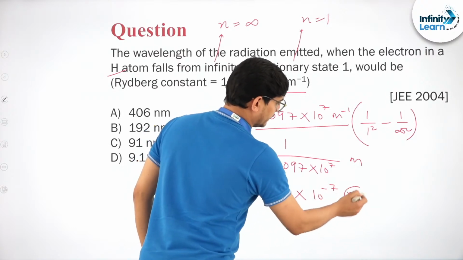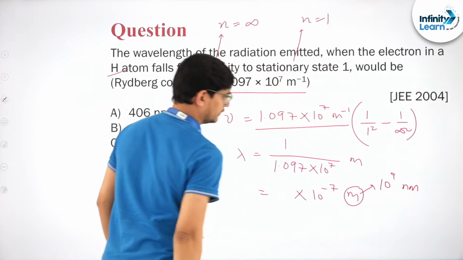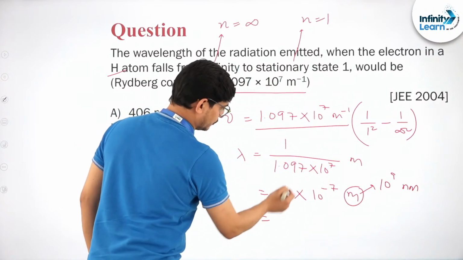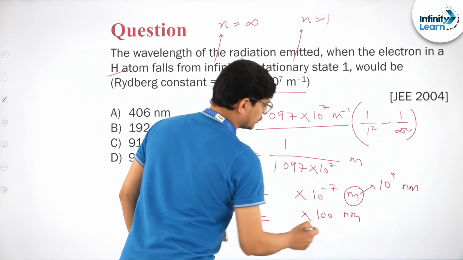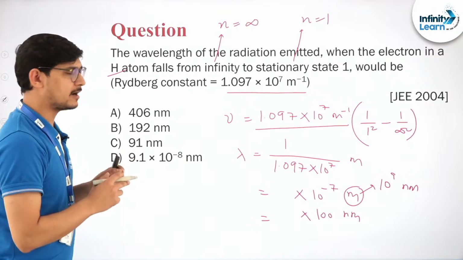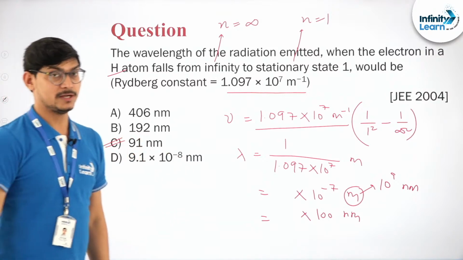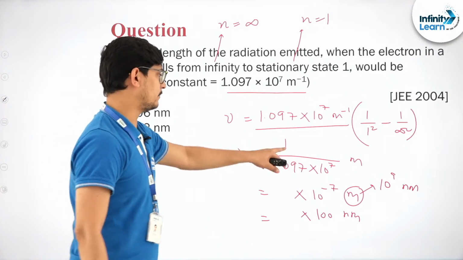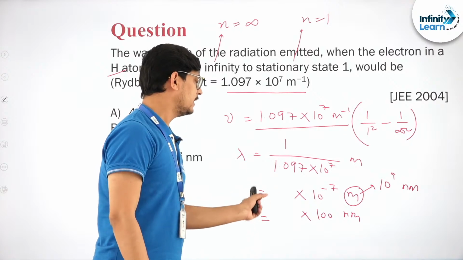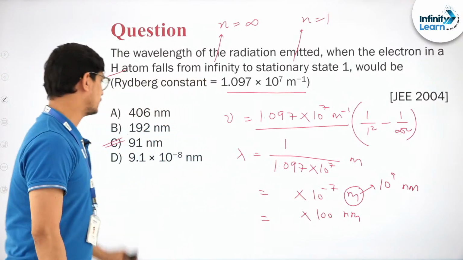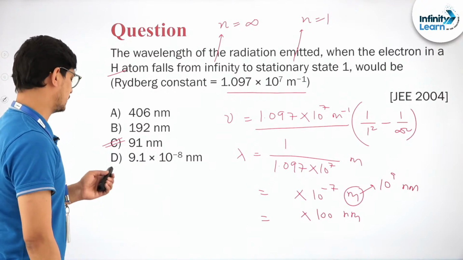And you guys know 1 meter is 10 raised to power 9 nanometer, right? So it's approximately 100, okay? So this number multiplied by 100 nanometer, okay? So your answer is little less than 100 nanometer. So you don't even have to calculate. Yes, this has to be the answer, right? So this fraction is 1 upon some number little bit larger than 1, right? So it will be little less than 1 multiplied by 100. So answer is 91 nanometer. Is that clear, guys? Next question.